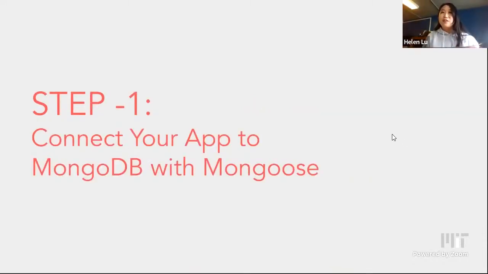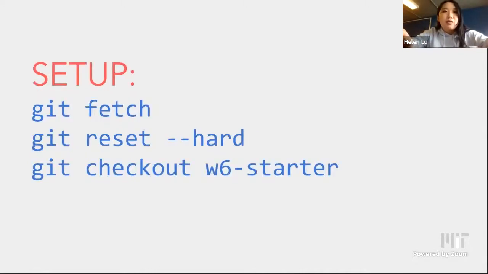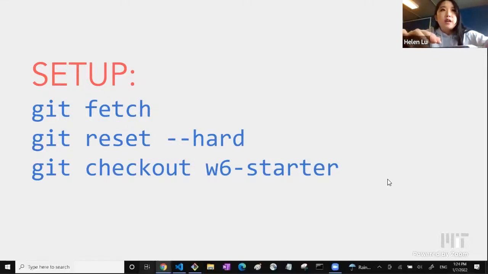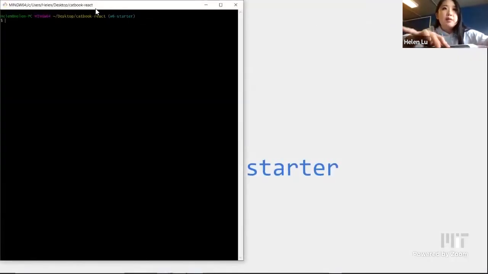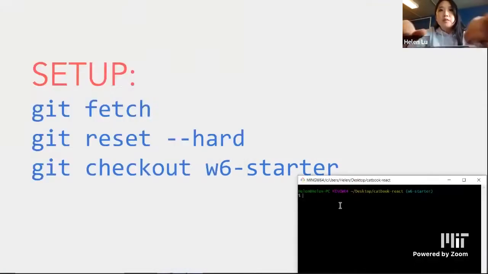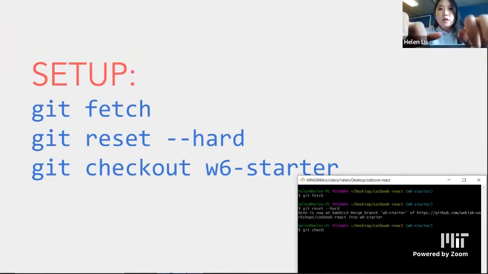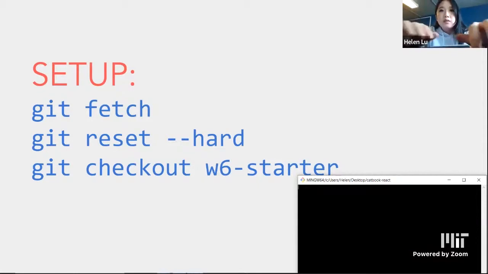Okay, so step -1. First and foremost, we're going to connect our app with Mongoose. If everyone can run git fetch, then git reset --hard to reset all of the local changes, and check out the workshop 6 starter. I will also do that. Make sure you are in the Capbook React repo, and git checkout workshop 6 starter.